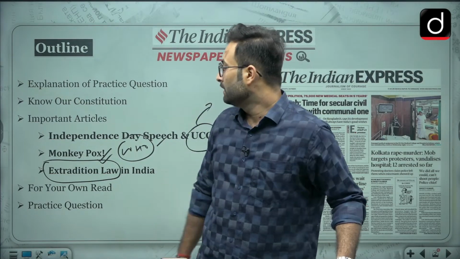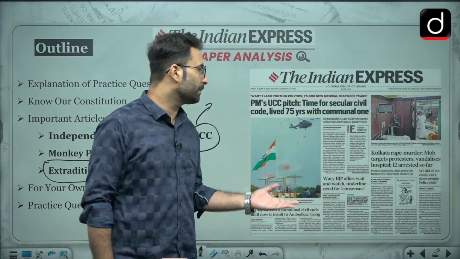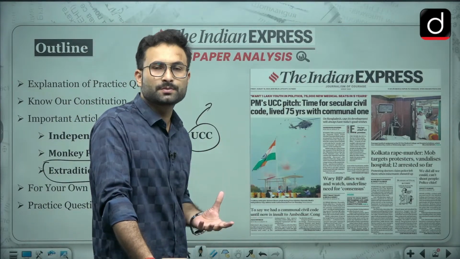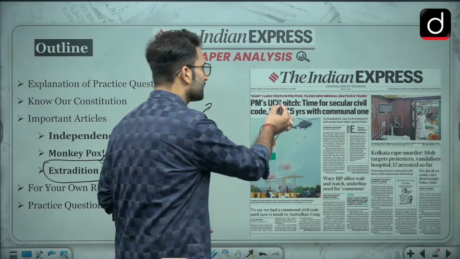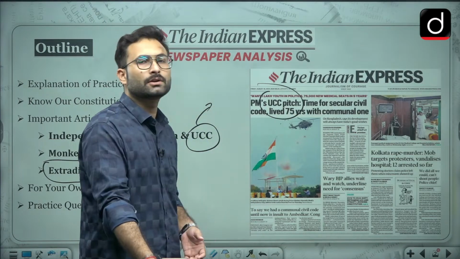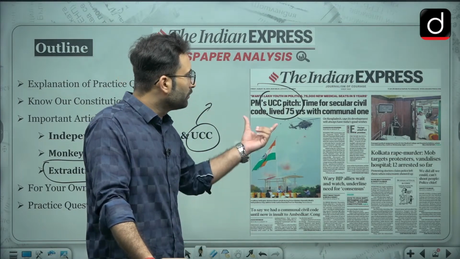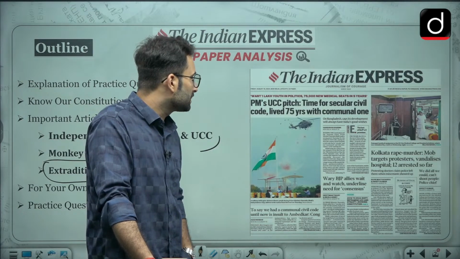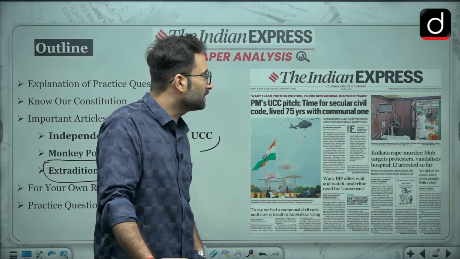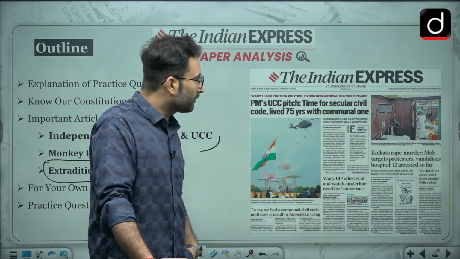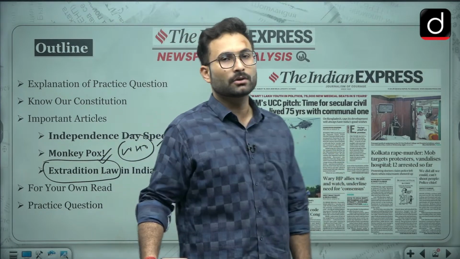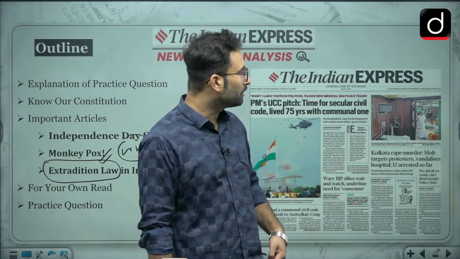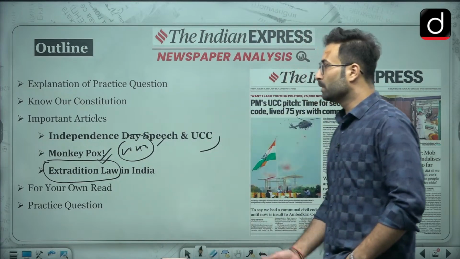Okay, then here you can see this is the front page of the newspaper. This article we will be discussing is related to the PM's speech, and in that speech the PM has actually given a pitch which is related to Uniform Civil Code. So we will be talking about this: PM's UCC pitch, time for secular civil code, lived 75 years with communal ones. Then there was this heinous crime which happened in Kolkata. We will not be dwelling deep into that, as that is for the court and the government to do.